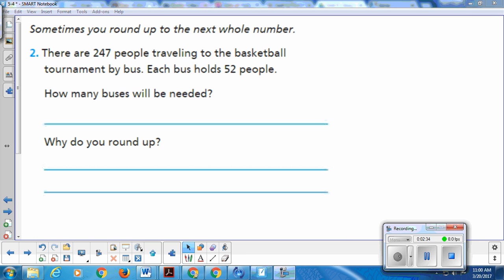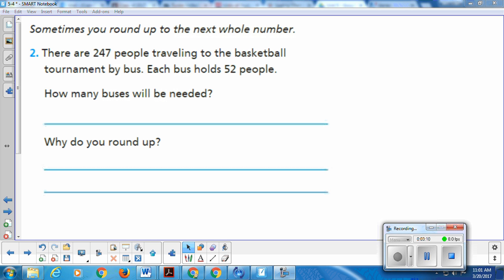Now, here's our second scenario. Sometimes you round up, take that remainder, and you round up to the next whole number. So you take your remainder and you have to count it as like a whole. So you have to add 1 to your quotient. So let's talk about this problem. There are 247 people traveling to the basketball tournament by bus. Each bus holds 52 people. How many buses will be needed?